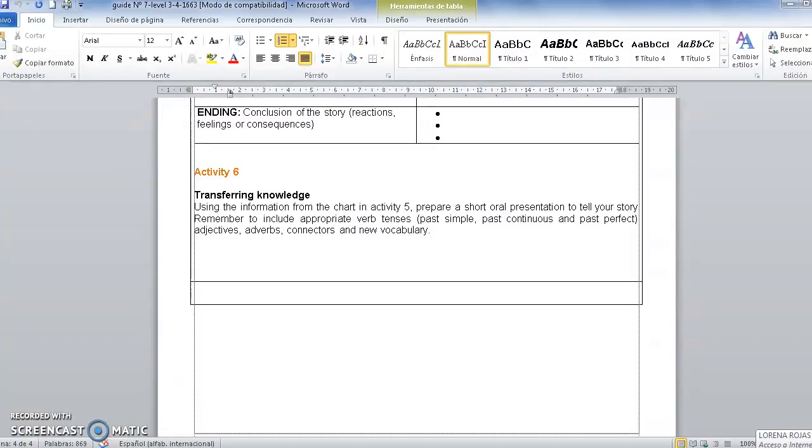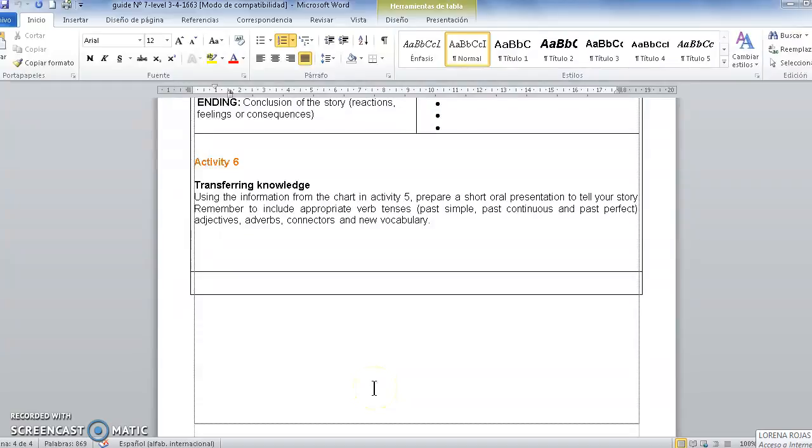Remember that in the final exam you will have to develop reading skills in one of the sections of the exam.